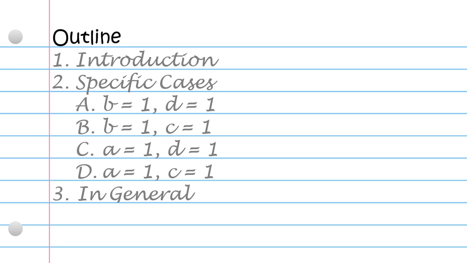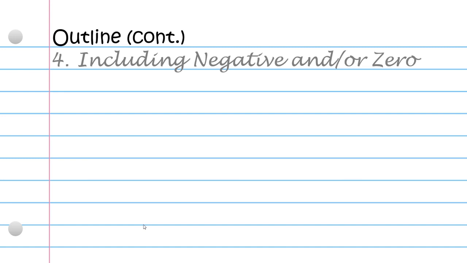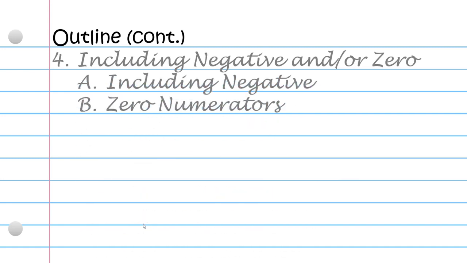Then we talk about in general, why in general does this idea of multiplying fractions work. First we talk about it without a visual and then with a visual. Then we talk about including negative and or a 0. So first is including negative and then a 0 numerators.